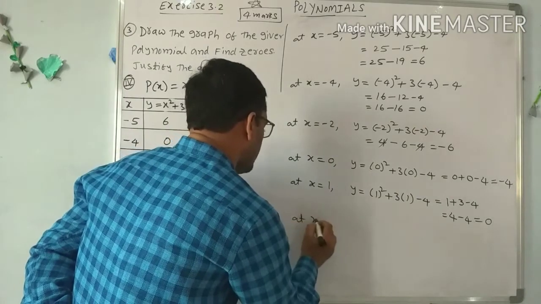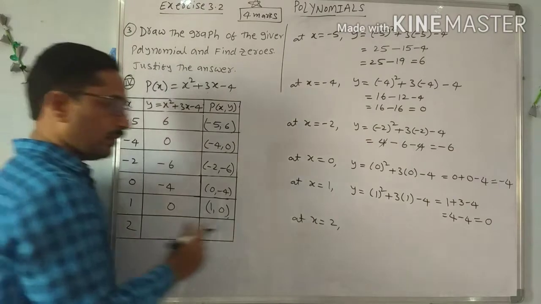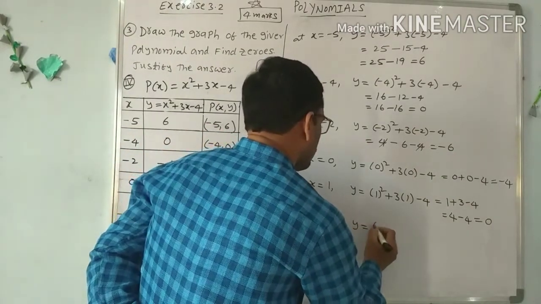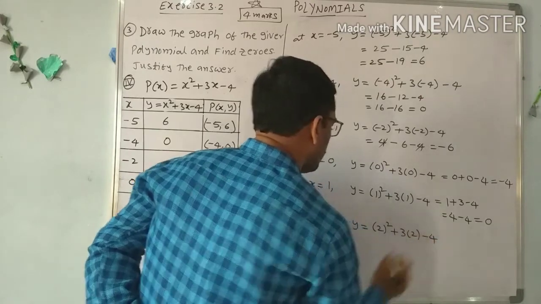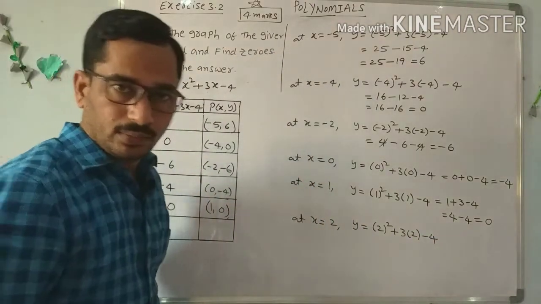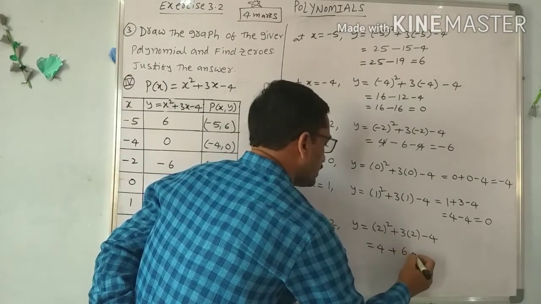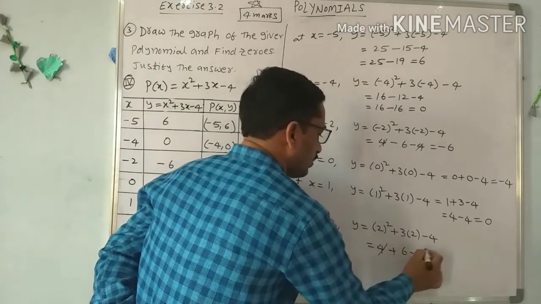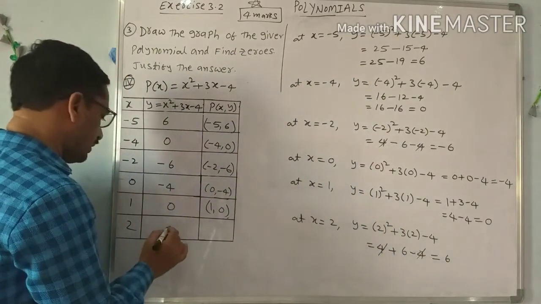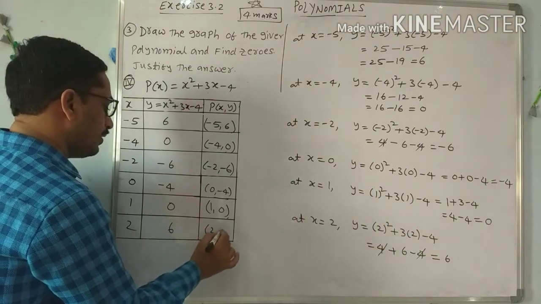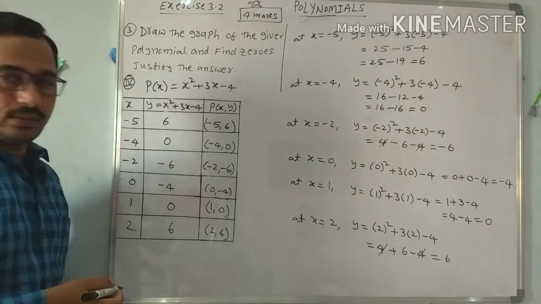Next, at x equal to 2, find out the y value. Substitute x equal to 2. 2² + 3 × 2 - 4, that is x² + 3x - 4. 2 square value 4, 3 × 2 is 6, minus 4. Plus 4 minus 4 cancel. Answer is 6. So at x equal to 2, y value is 6. Now these are the points. Now we have to plot the points.